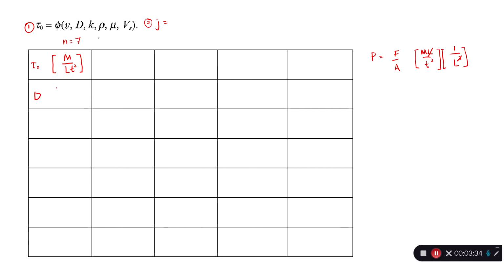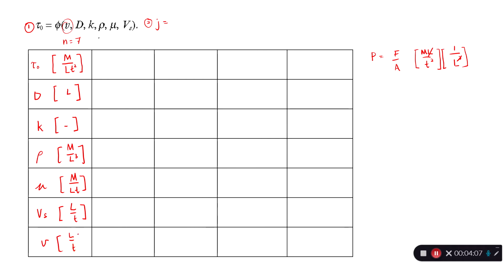Then we have diameter, which is of course L, K, which is dimensionless, density, which is mass over length cubed, viscosity is mass over LT, and Vs, which is length over time. Actually, I missed out something. I missed out the velocity of the flow. So that's a small v, also length over time. Okay, 7 parameters.